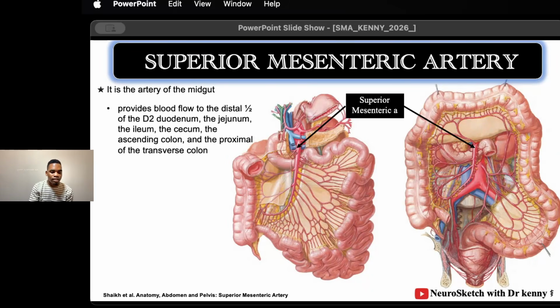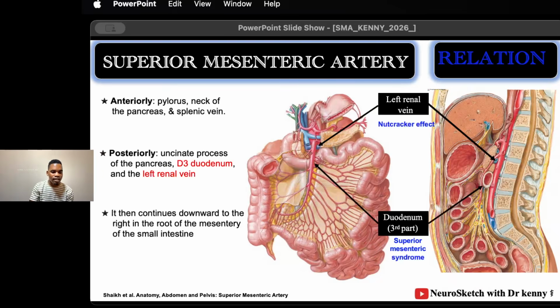What are the structures supplied by the superior mesenteric artery? We've said this is the principal artery of the midgut. It supplies everything within the midgut, starting from the distal half of the second part of the duodenum. It supplies the third part, the jejunum, the ileum, the cecum and appendix, the ascending colon, and the proximal 2/3 of the transverse colon, and that's where it ends. The other parts of the colon are supplied by arteries coming from the inferior mesenteric artery, which is a separate discussion. We're going to discuss it sometime.